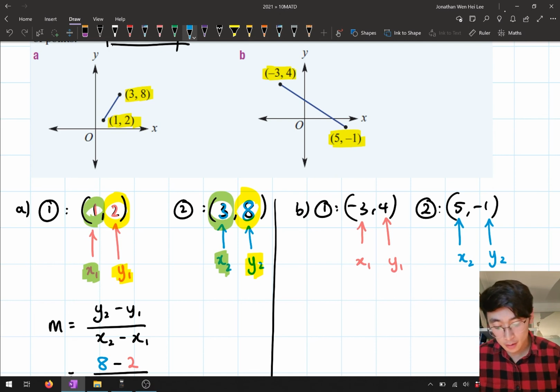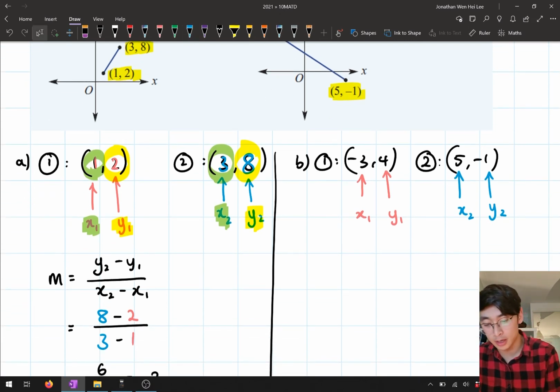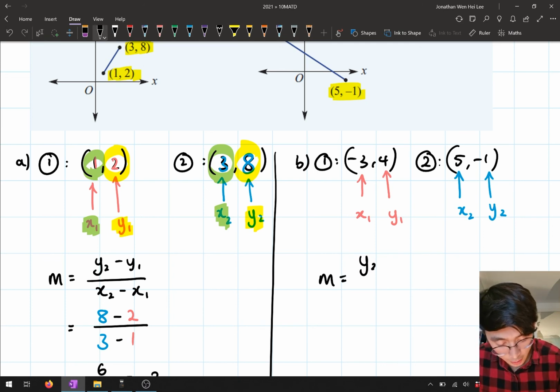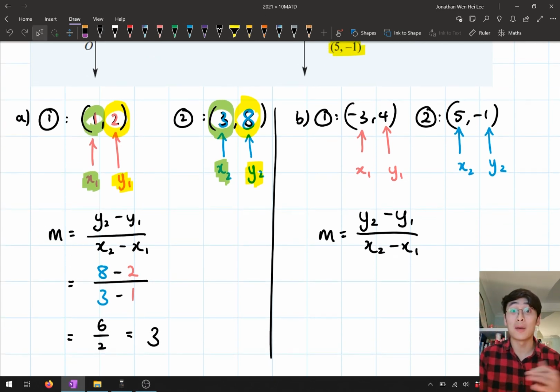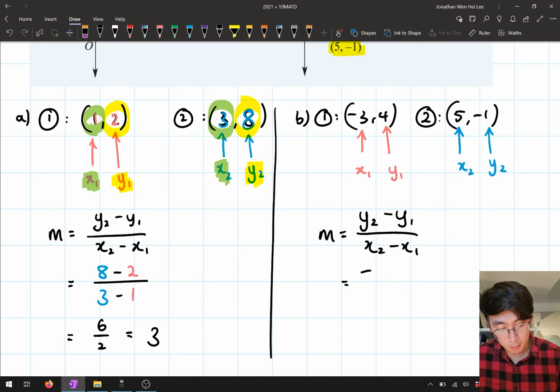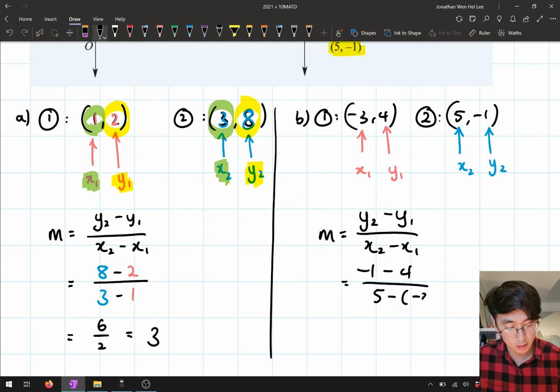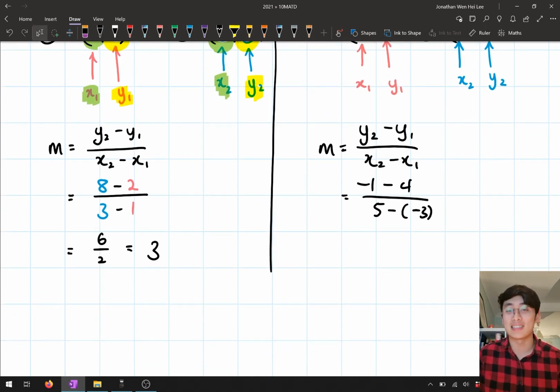Okay, so after I've done that, what I'm going to do is I'm just going to put it into the formula. Let me try that again and let me get my pen to work. There we go. Okay, my formula is y2 minus y1 over x2 minus x1. And so all I need to do is just put in those numbers into the correct spot. So from my labeling, y2 is just -1 minus y1, which is 4, over x2, which is 5, minus x1, which is -3. So once I've done that, I just need to start to simplify the stuff.